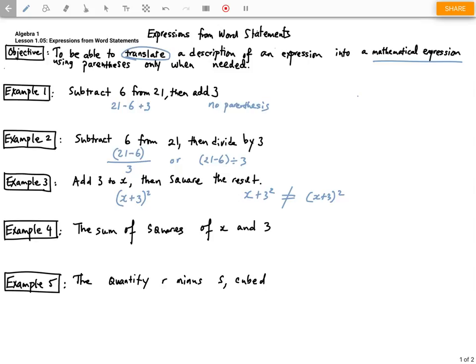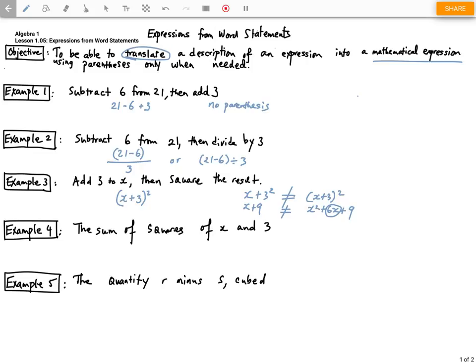The reason being, x plus 3 squared is x plus 9, and that does not equal (x plus 3) squared, which you'll learn later in the course. You'll learn it to be x squared plus 6x plus 9. So you're missing the middle term if you just square the 3.